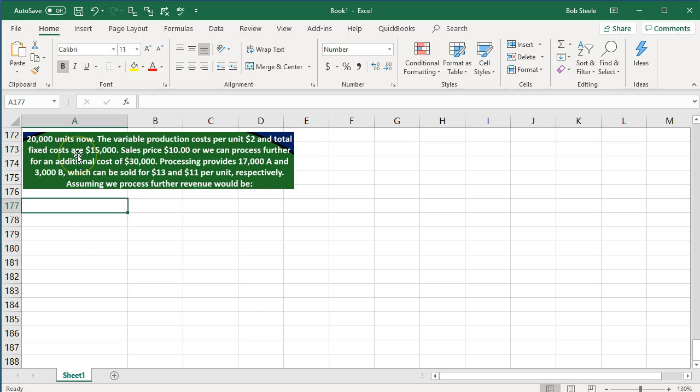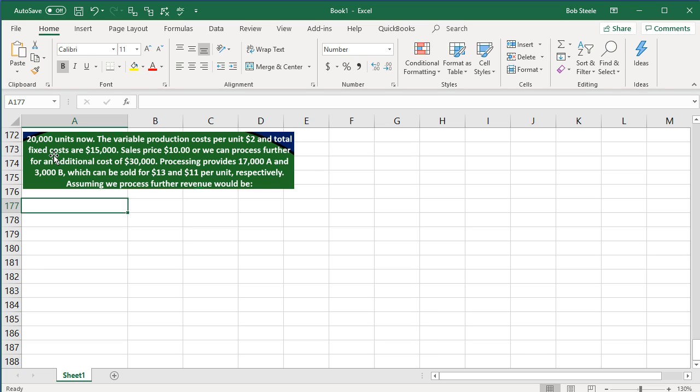So we have 20,000 units now. The variable production costs are per unit $2 and total fixed costs are $15,000. That's what the cost was to get the 20,000 units that we have now. So normally under this type of question, that's going to be the irrelevant costs, because they're going to be incurred whether we decide to process further or not. So that's going to be the key to this type of question.